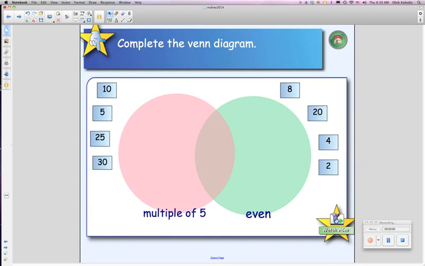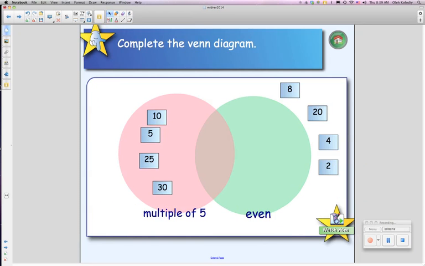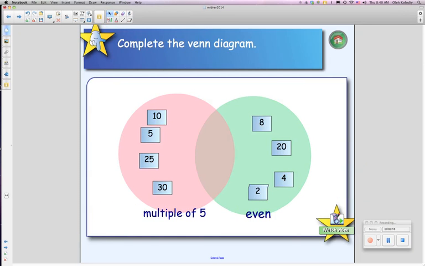Here's a Venn diagram activity using numbers. All things that are multiples of 5 will go into this area. So this is a multiple of 5. All of these are multiples of 5. All numbers that are even, well, all of these are even, will go in here. And what will fall in the center over here? What will fall into this center area? Well, multiples of 5 that are even. So let's see, what multiples of 5 are even? Oh, here's one. Here's another. So these would fall into that area. Again, this is an example of Venn diagrams.